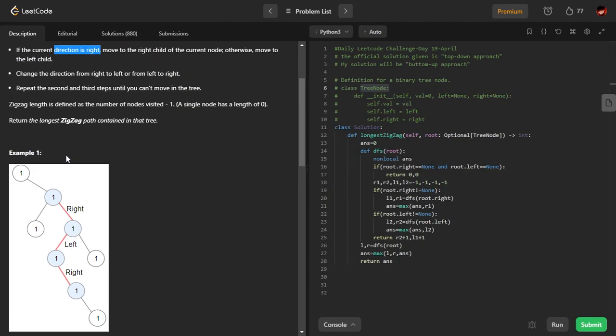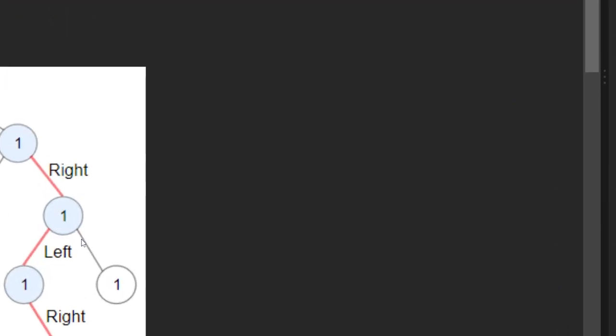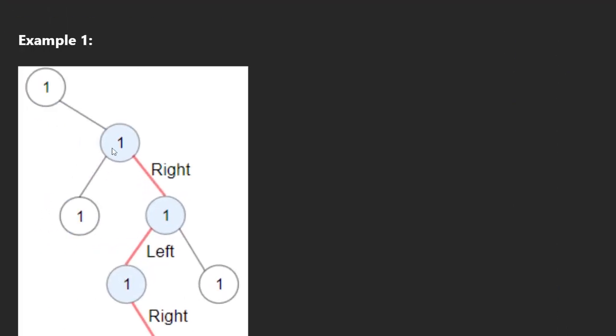One more thing they have given here is that the zigzag length is defined as the number of nodes visited minus one. Please remember this point. In example 3, a single node has a length of 0. So the length is defined as number of nodes visited minus one. If I have taken a left from this particular one, what will be my zigzag length? It will be 2 minus 1, which is 1. You can say the answer is going to be the edges which you have traversed. In this case, one edge, so it is going to be 1.